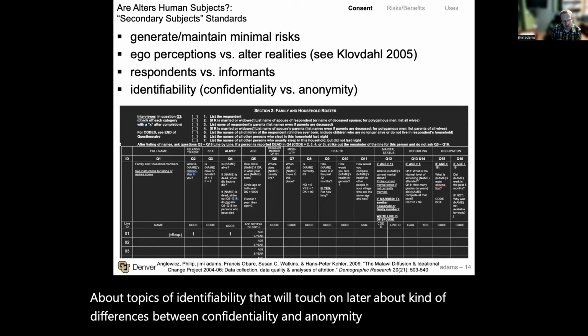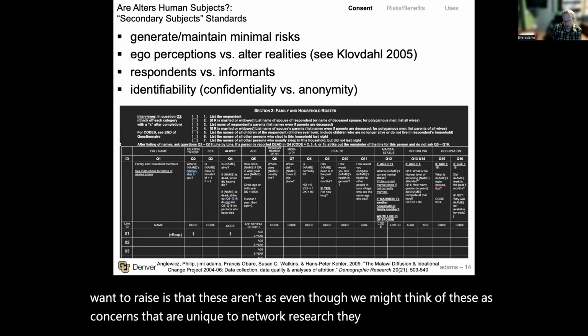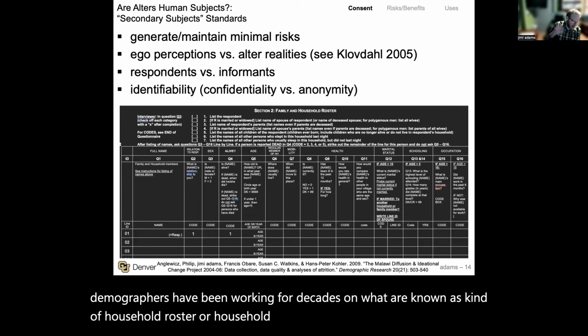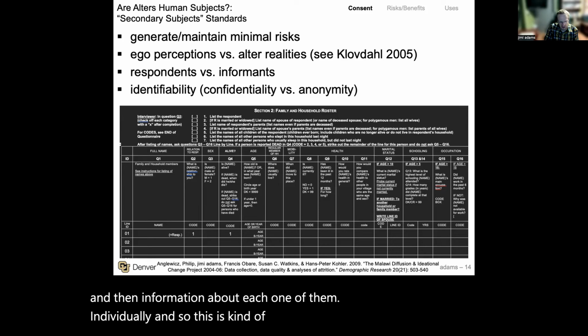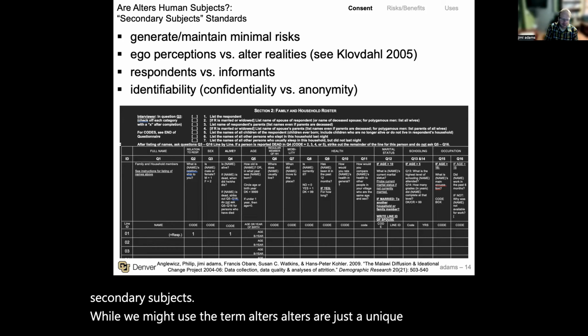The final thing that I want to raise is that even though we might think of these as concerns that are unique to network research, they aren't. For example, demographers have been working for decades on what are known as household roster, household listing techniques, where they go out and they ask for information about all the members of the household and then information about each one of them individually. And so this is a robust literature on what are known as secondary subjects. So while we might use the term alters, they are just a unique type of secondary subject.